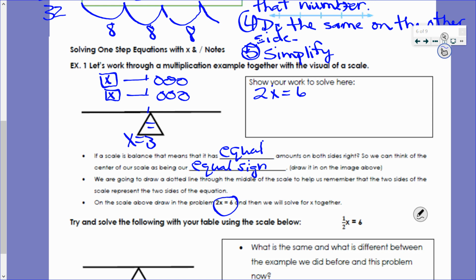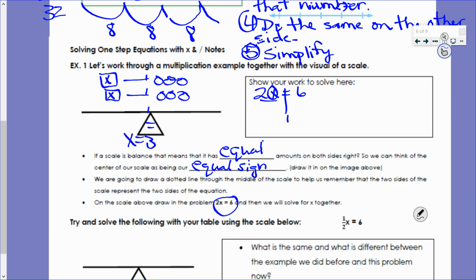Step 1, circle my variable. Step 2, draw a line through the equal sign. What number is with my variable? 2. What's the operation when I write them side by side? Awesome. So the opposite of multiplying would be divide.